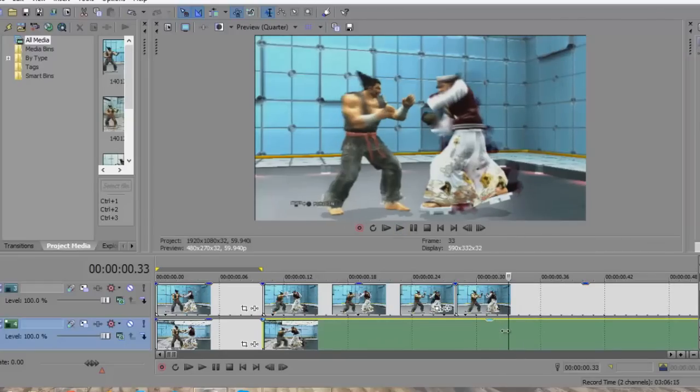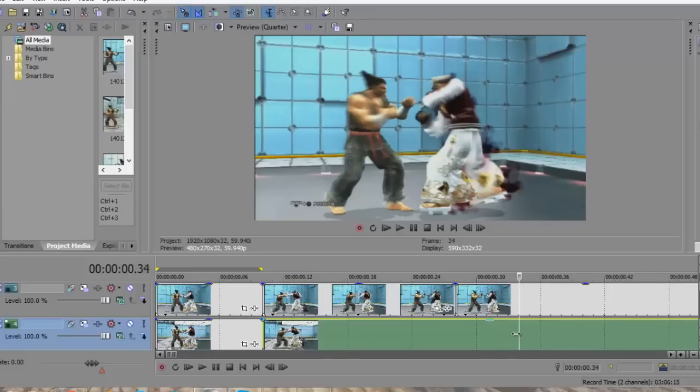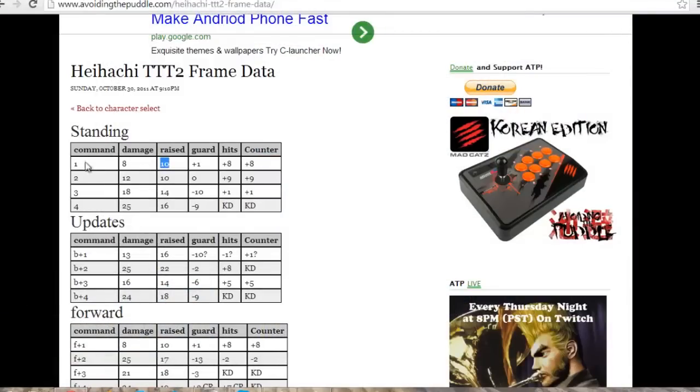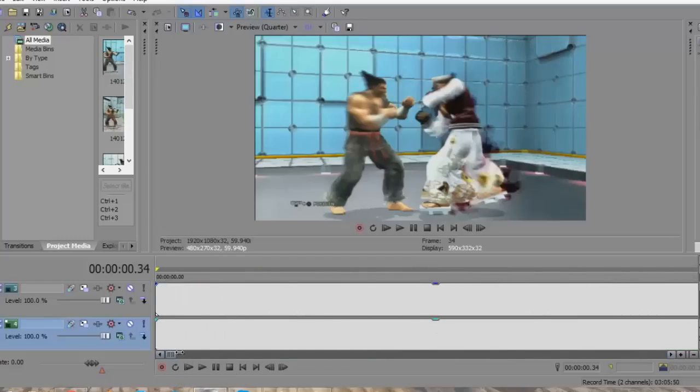So we are going to find out which Heihachi is going to get punished earlier, the left side or the right side. On the website, the jab 1 recovers 1 frame earlier than the left side Heihachi on guard, so the opponent is at -1 frame. The Heihachi on the right side is most likely going to strike him first. I can show you a demo over here.